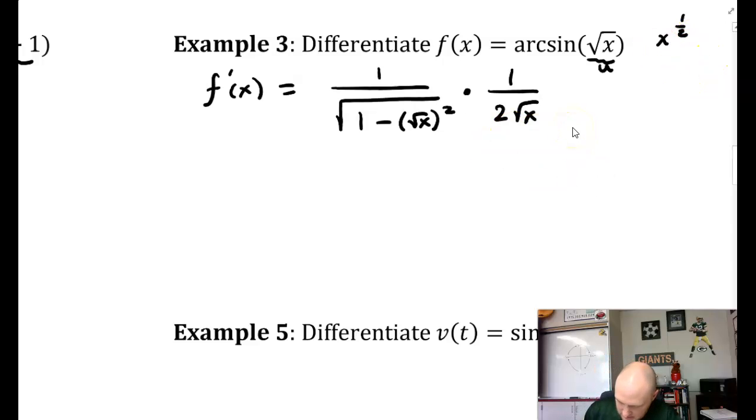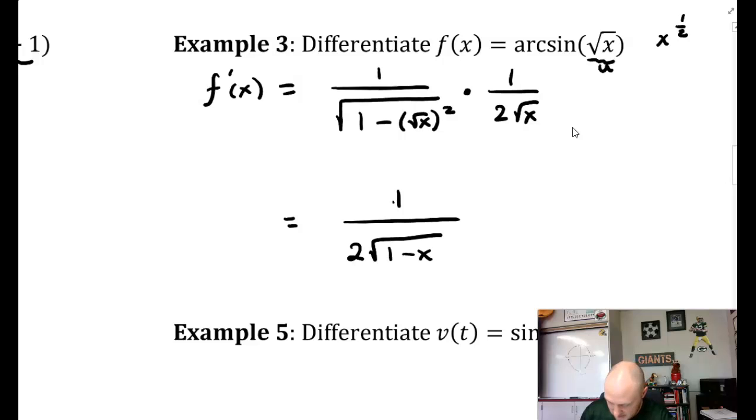Okay, so let's go ahead and clean this up. So this gives us 1 over, let's say, 2 square root of 1 minus x times the square root of x.